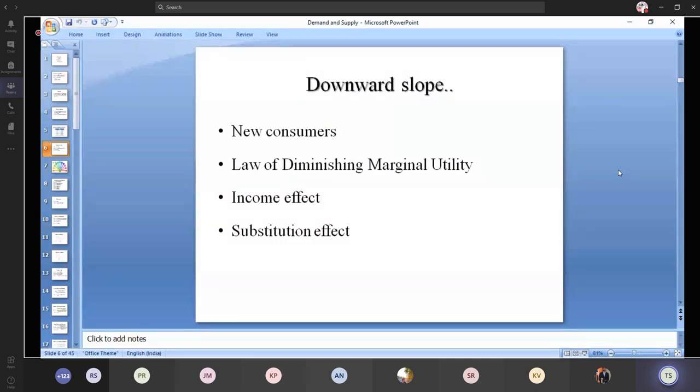And the law of diminishing marginal utility, and how this law makes the downward slope of the curve, how it affects the demand. Diminishing marginal utility says something about the continuous purchasing of a commodity by a consumer. If a consumer purchases more and more of a commodity continuously, automatically the price will come down. So there will be a negative relationship. One increases, the other decreases.